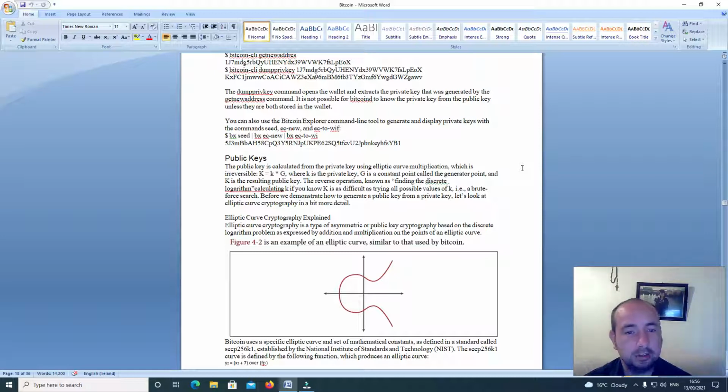You can also use the Bitcoin Explorer command line tool to generate and display private keys with the commands seed, ec-new and ec-to-wif.